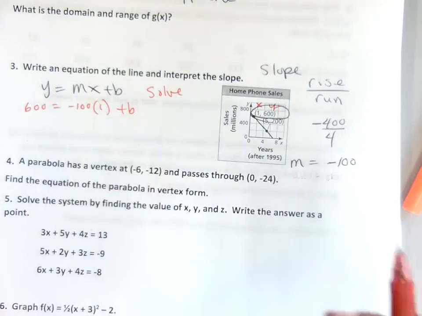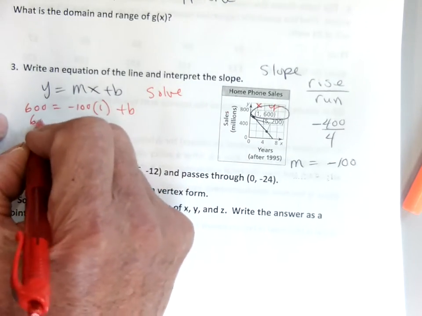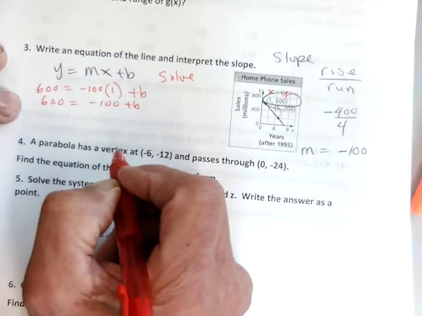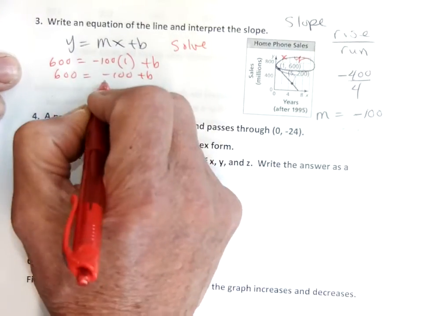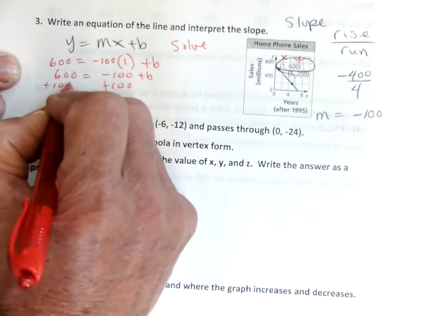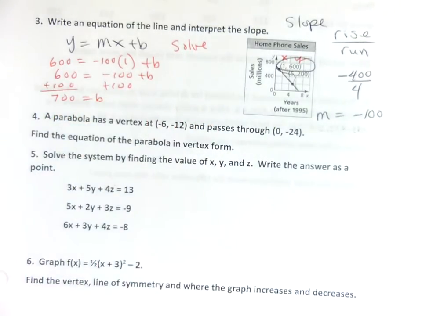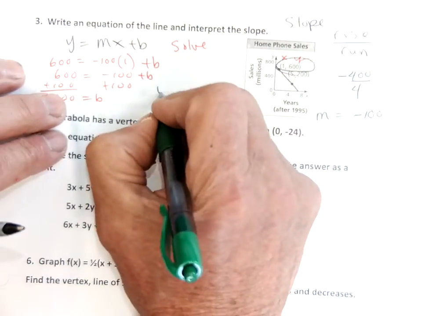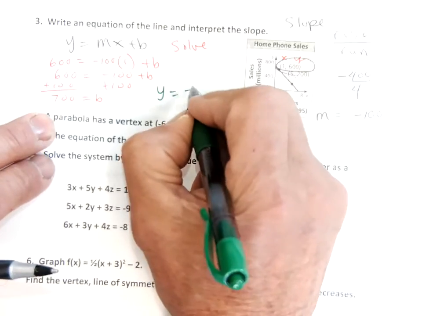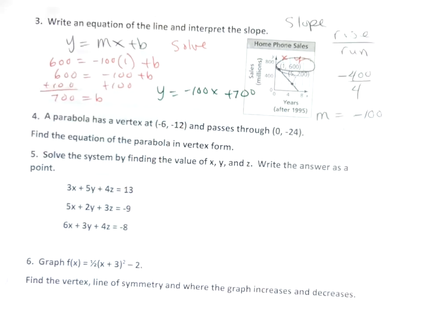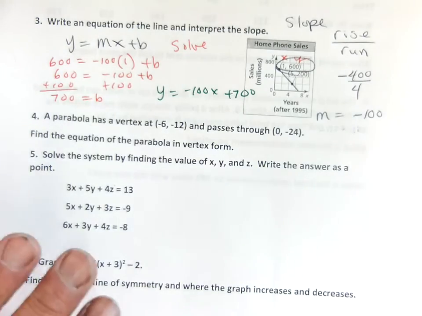All right, so it looks like it's going to be 700. So 600 equals negative 100 plus b. And then solving is pretty easy. I'm going to go plus 100, plus 100. 700 equals b. And so then I'm just going to rewrite it finally and answer y equals negative 100x plus 700.